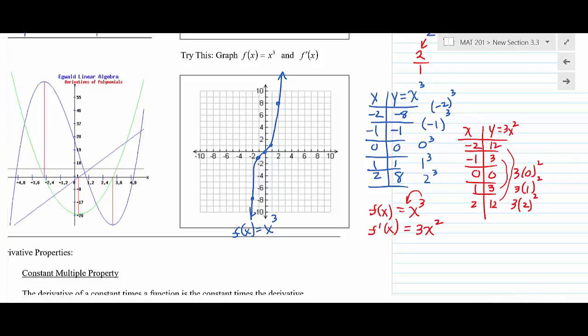Now, if we plot those points, we'll have a precise, accurately drawn derivative on this now. So we would go left 2, up 12, up there somewhere, negative 1, 3, 0, 0, and so forth like that. So you have a parabola kind of like that then, okay?